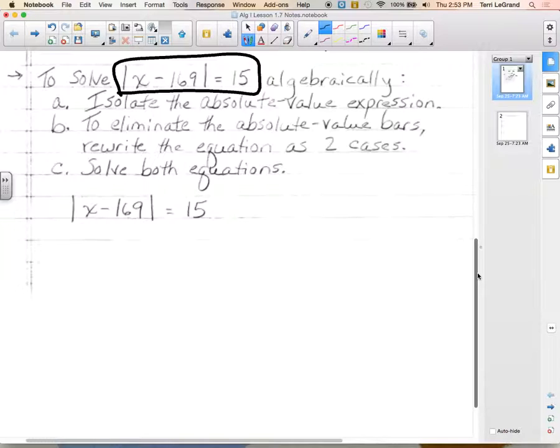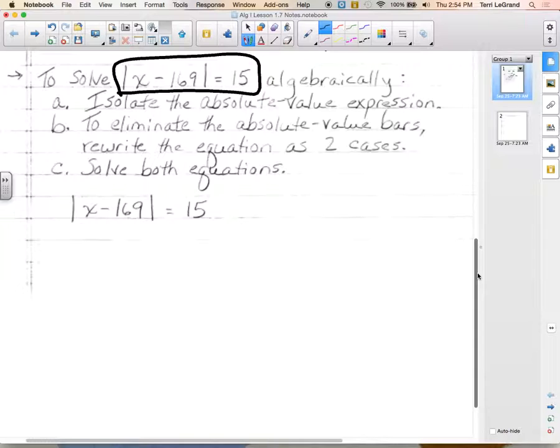Okay, let's look at our equation. Do we need to do step A? Do we need to isolate the absolute value expression? Yes. Okay, what do we need to do to isolate it then? We need to get the 169 out of there? Yeah. Is the 169 outside the absolute value bars? Oh, well, no, it's inside of it.